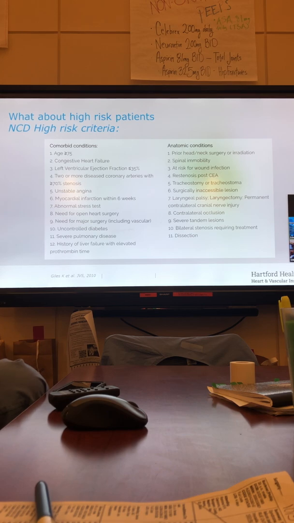And you'll notice some of them along the left-hand side are comorbidities: advanced age, CHF, abnormal stress test, uncontrolled diabetes, which is very vague, pulmonary disease. And then on the right side are anatomic conditions like prior radiation, which is a very scarred field, or a reoperative field, if they've had a prior CEA. Tandem lesions, where you have multiple lesions, and also surgically inaccessible lesions. This is probably, in my opinion, the most common reason why I would do a TCAR on some of these, because I think they have a high lesion. A high lesion has a higher risk of nerve injury, and so I would rather treat that patient with TCAR.